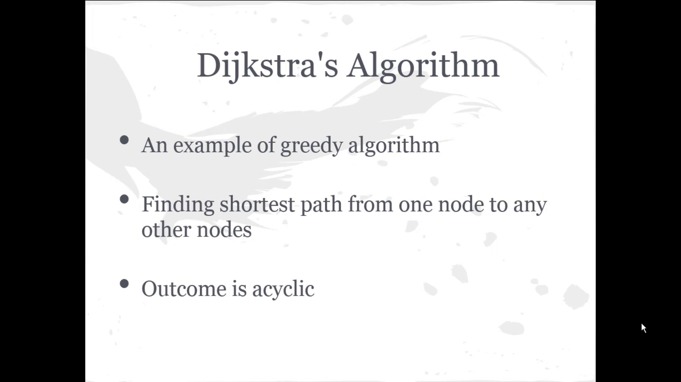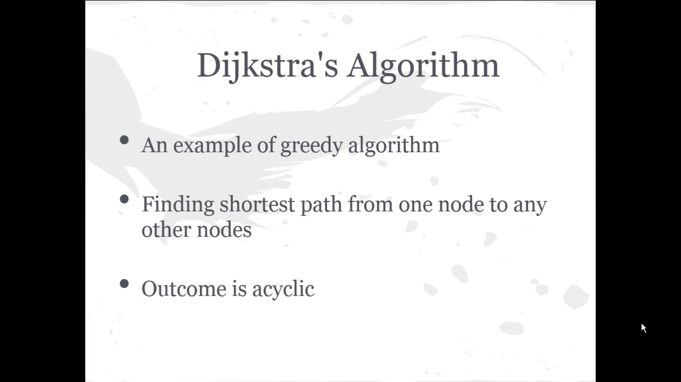Today I'm going to talk about Dijkstra's algorithm. Dijkstra's algorithm is an example of a greedy algorithm. In general, greedy algorithms take the best decision in each step. We use Dijkstra's algorithm to find the shortest path from one node to any other nodes.